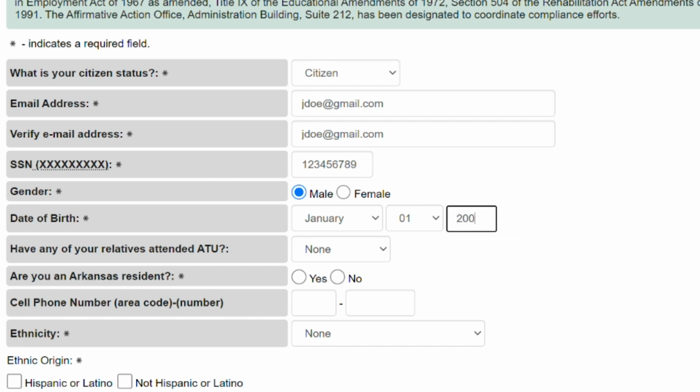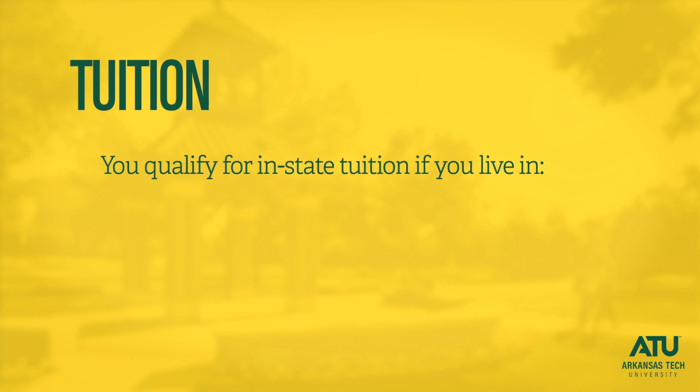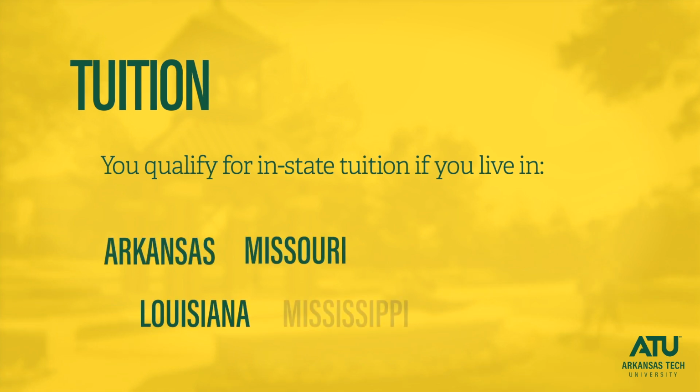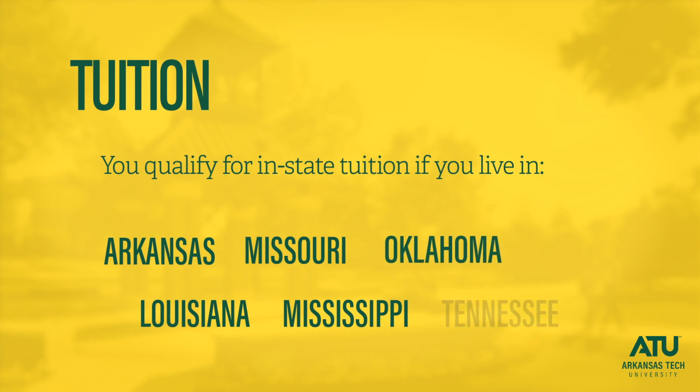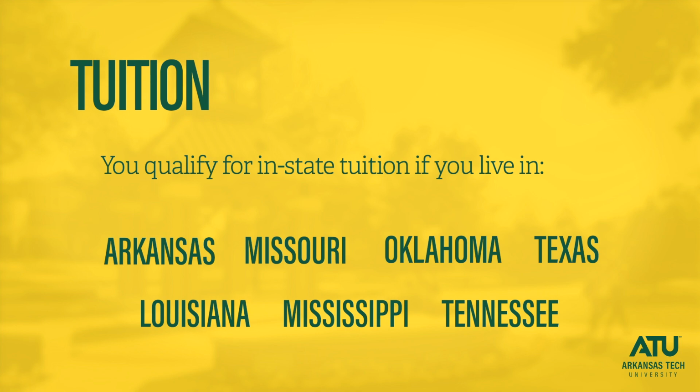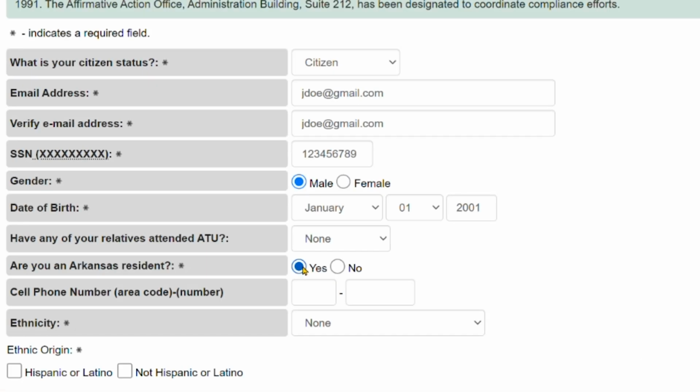Up next is a question about residency. If you live in Arkansas, Louisiana, Missouri, Mississippi, Oklahoma, Tennessee, or Texas, you qualify for in-state tuition at ATU. Just make sure you know where you're from. Next, be sure to include your cell phone so we can text you with important dates and reminders.